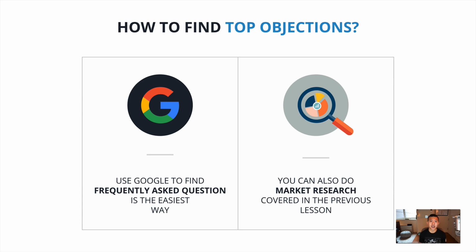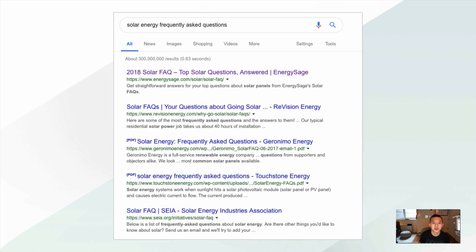Well, one way I like to do it, the fastest 80-20 way, is to use Google. Use Google to find frequently asked questions. So in this case, I would Google frequently asked questions about solar energy. You could also do the different market research covered in the previous lessons, such as YouTube, Reddit, and Quora. But I'm going to show you an example right now. Solar energy frequently asked questions in Google. It's really that simple because someone already did the research. Like for me, I'm not going to do original custom research if this campaign hasn't been proven yet.